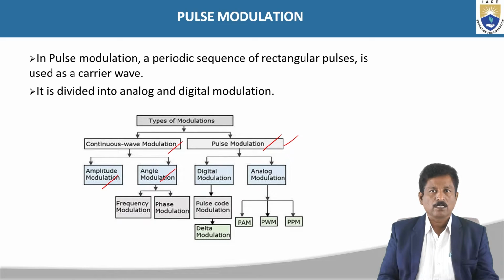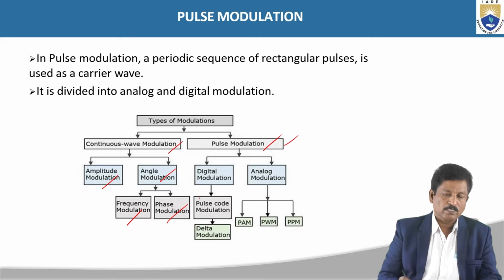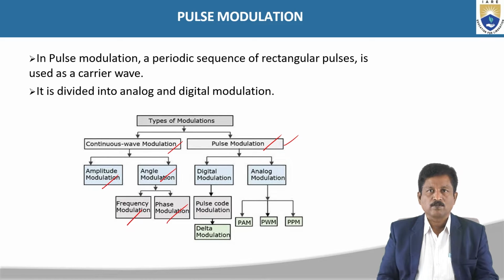Again, this angle modulation is classified into two categories. One is the frequency modulation, another one is known as the phase modulation. Under the frequency modulation, the frequency of the carrier signal varies according to the strength, or instantaneous value, of the modulating signal.